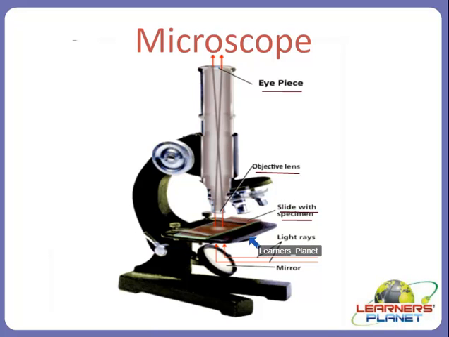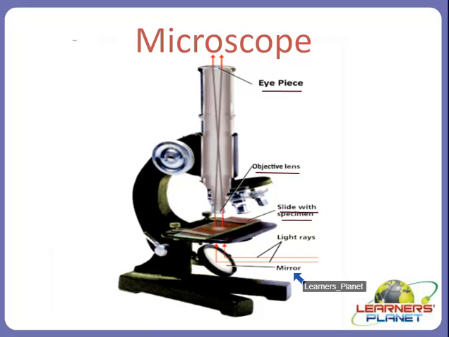Why is this hole present in the stage? Because in the dark we cannot form the image of this particular object. For that, we need the light source. We need the light rays. So, underneath the stage, a mirror is present. You can see this mirror here. This mirror is going to reflect the light rays towards the stage, and from this particular hole, it will be passed towards the specimen present over the slide.